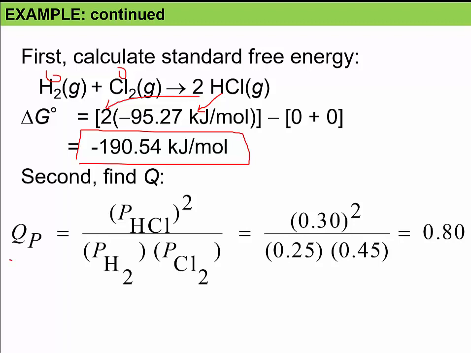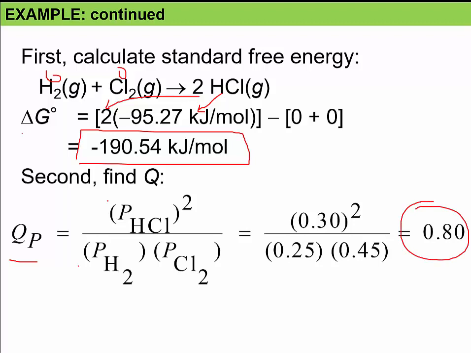We're going to calculate a Q, and that's going to be products over reactants. And we've put in our particular values. So we said it's 0.3 atmospheres squared, and then 0.25 times 0.45. So our value for Q is 0.8.